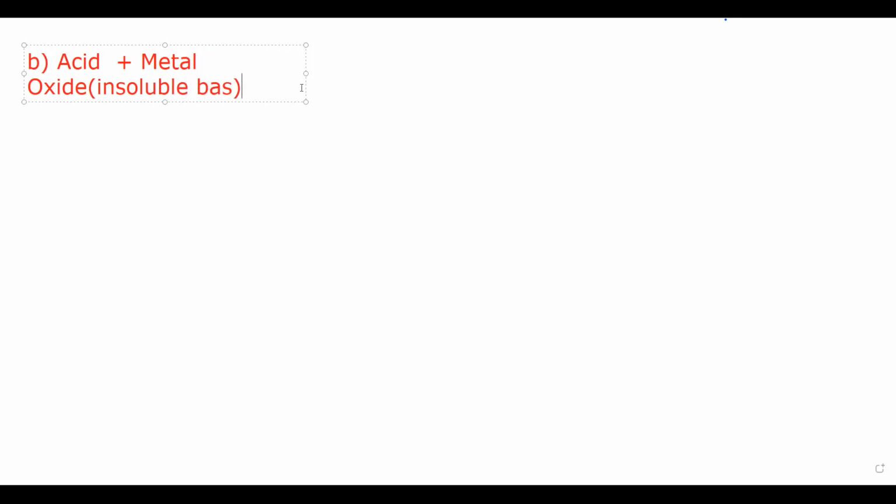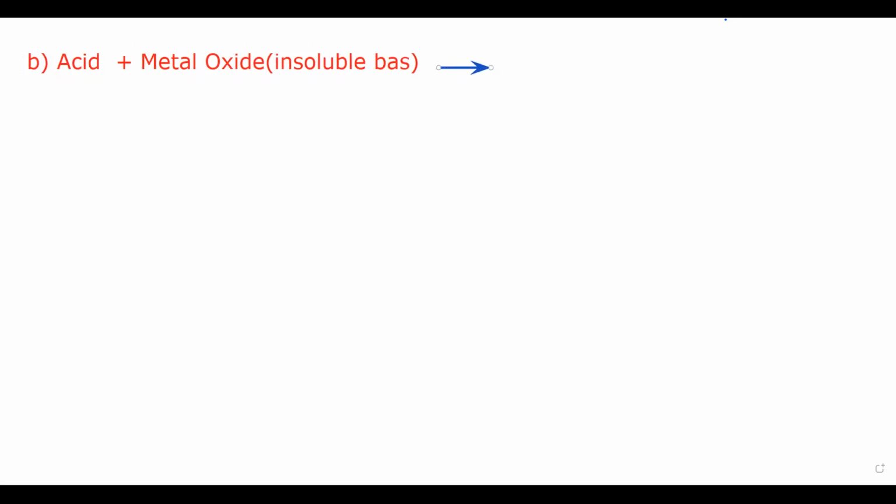So when acid is reacting with metal oxide, or we also call that an insoluble base, what will be the result for this? This will form salt plus water. So whenever acid plus metal oxide, which is also known as insoluble base, the result will be salt and water. And the same way, the name of the salt, the first name is coming from the metal oxide and the second name is coming from acid.